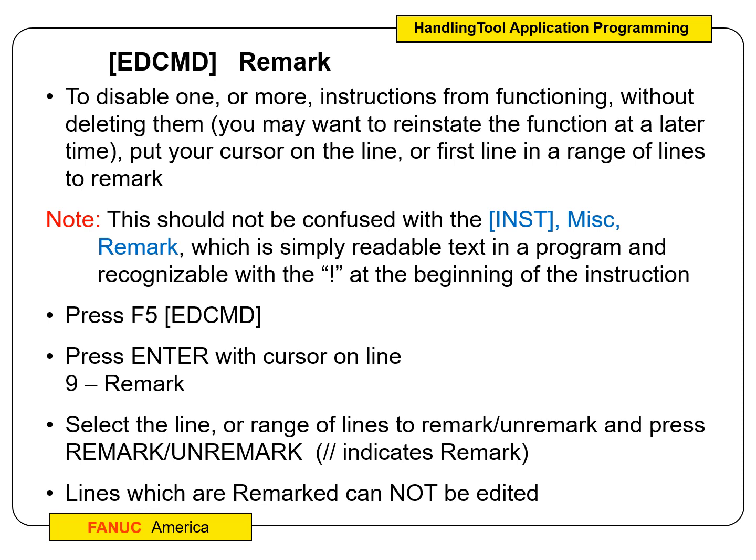Okay, remark. Now this is a different remark, but again, this will disable a line from functioning in a program without deleting it. So again, it's not the same as the remark which has that exclamation point and the yellow text on it. So just move to where you want, select remark, you'll have double slashes in it, and what happens now is that line is treated essentially as a blank line when you run a program.